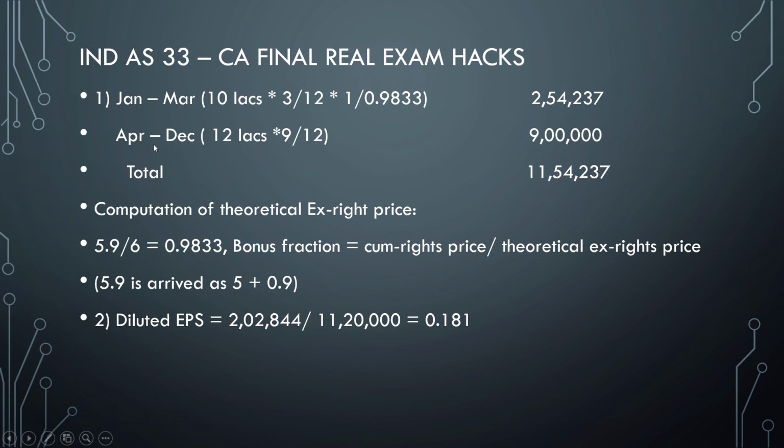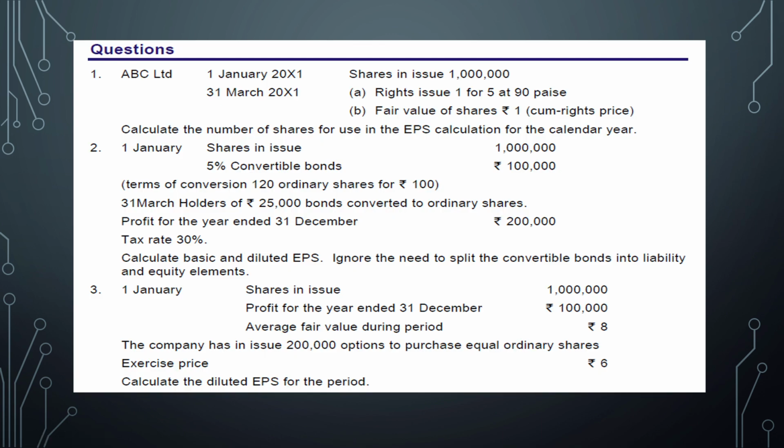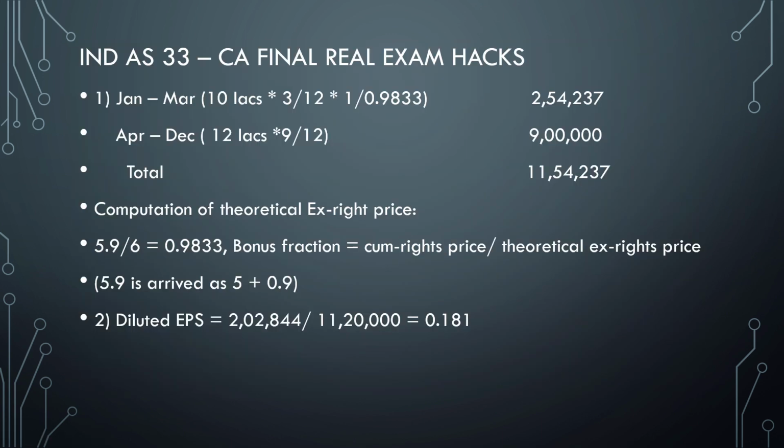2,54,237 shares, and April to December is 12 lakhs into 9 by 12 shares, that will give you 9 lakhs. So that will overall result in the total shares being 11,54,237. So I repeat, the answer for the number of shares is 11,54,237. This question you might get in MCQ, or you might get a 4-mark question in any of the adjustments, namely 3C or 4C as the case may be, because in May 2024 there was hardly any question that came from IND AS 33.